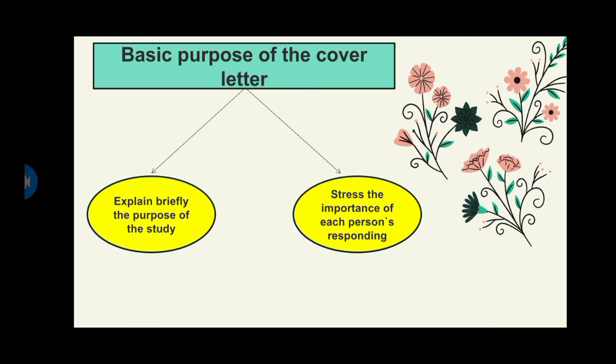In most cases, a cover letter should accompany the questionnaire. The basic purpose of the cover letter is to explain briefly the purpose of the study and to stress the importance of each person's responding.